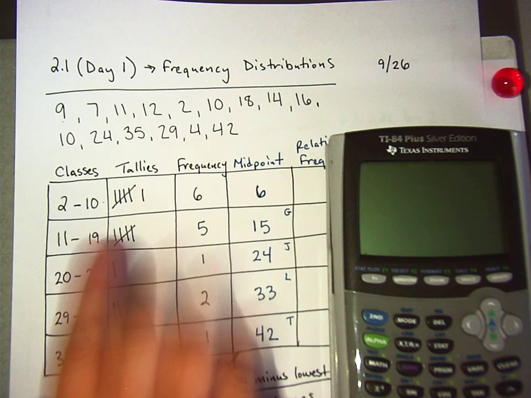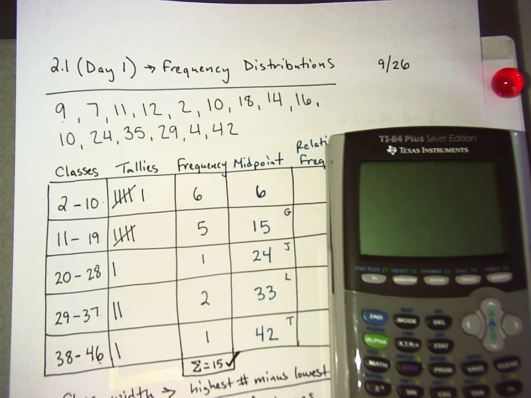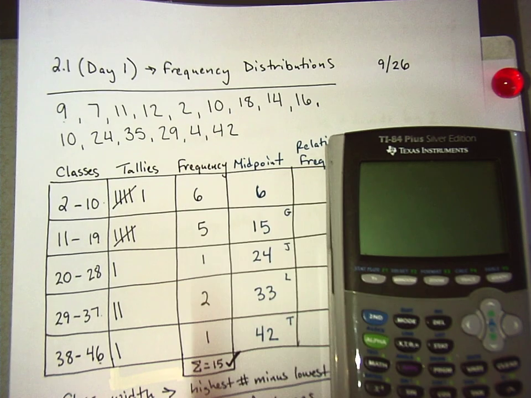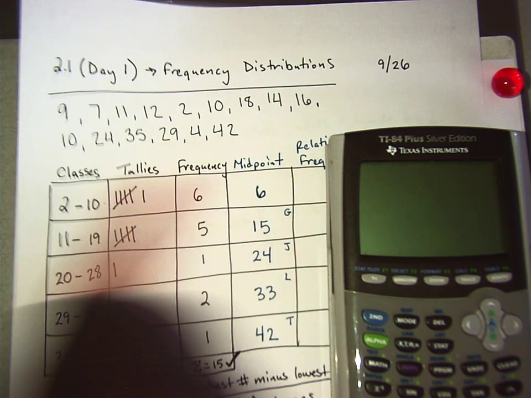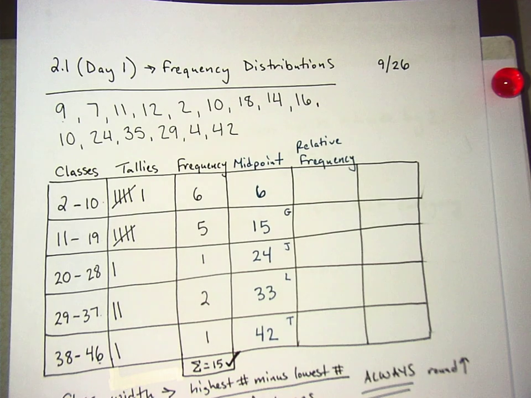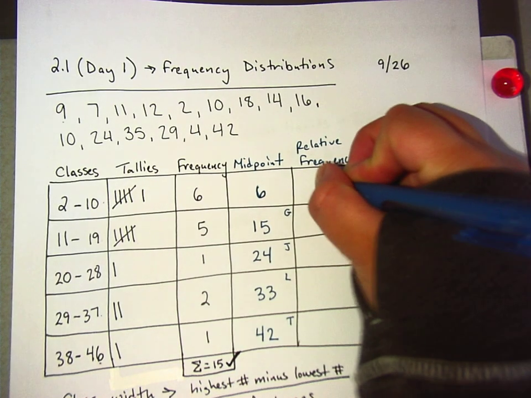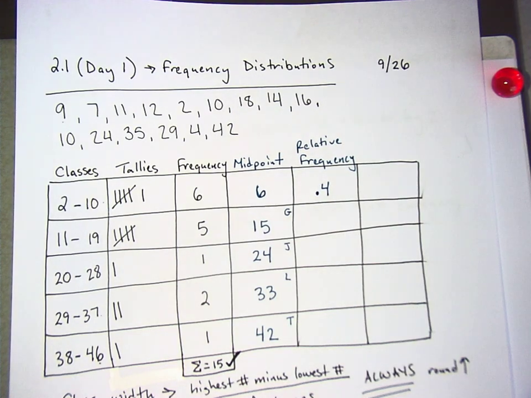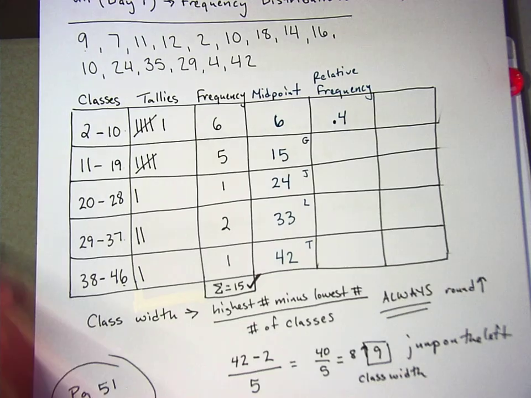All right, how many are in this first class? How many data points were in that first class? No, that's the whole thing. How many are just in this first class? 6 out of 15. So I'm going to write 6 divided by 15 in my calculator. Do you see how that is 0.4? So you can either write 0.4 here or you could write 40%. Either one is okay. You can write it as a decimal or a percentage. Does everybody understand how to do this?